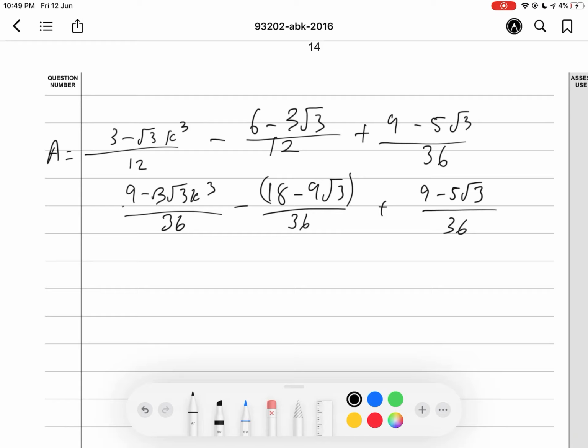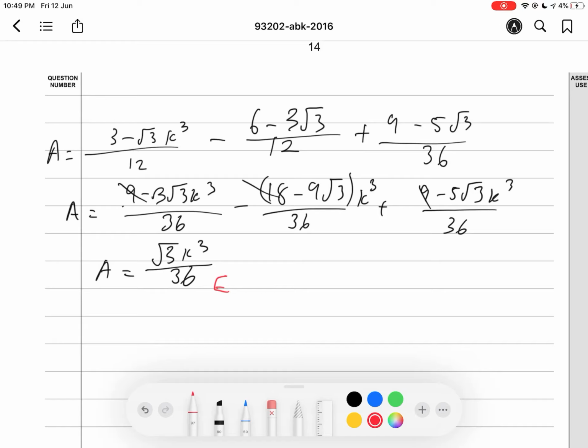So now we can add the like terms. 9 minus 18 is negative 9, negative 9 plus 9 is 0, so those cancel out. Now you have negative 3 root 3, plus a negative and the negative makes a plus, so plus 9 root 3, that is 6 root 3. I forgot the k cubed here. 6 root 3 minus 5 root 3 is just root 3, and everything over 36. So a equals root 3 k cubed over 36, and this is what they required, so this is your final answer.